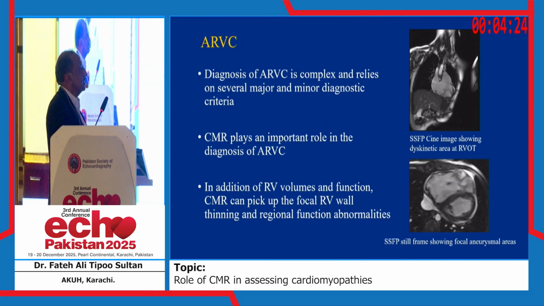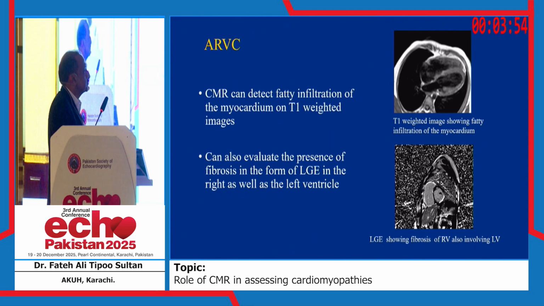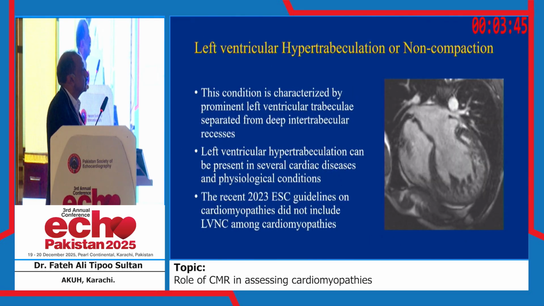Then come to the ARVC. It may involve the left ventricle as well. And the diagnosis again depends upon major criteria and minor criteria. Dr. Parveen has already talked about ARVC, so I'm not going to detail that. So you can calculate the RV volumes and function on CMR, but you can also see the focal areas of aneurysm or dyskinesia on CMR. Similarly, you can pick up the fatty infiltration of the myocardium as well as the delayed enhancement not only of the RV but also of the LV as well.